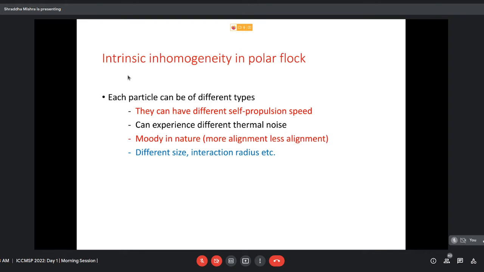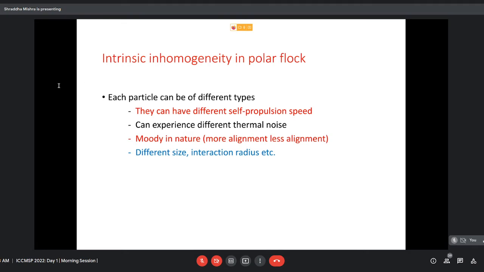Also, the particles can be moody in nature. Not every sheep in the herd needs to be aligned or following its neighbor. They can be moody: some may be aligning more, some less, some not aligning at all. They can be different in size, they can have a different interaction radius, and not necessarily is everybody interacting with the same number of neighbors. There can be different kinds of scenarios, but this comes through the particle properties.